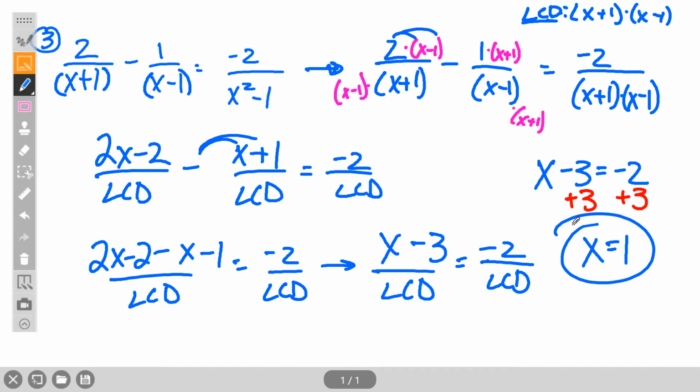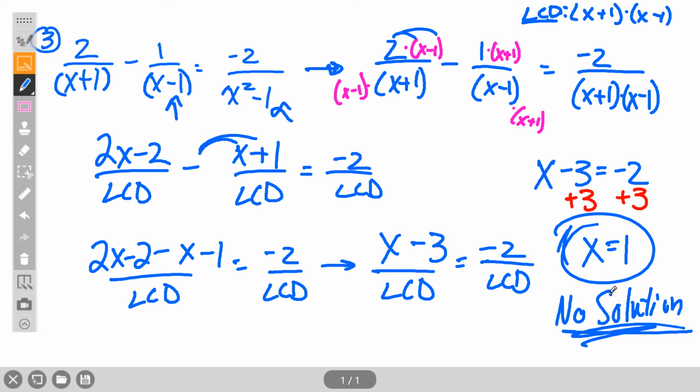However, there's a problem with this, because this solution causes this fraction to be undefined. It also causes this one to be undefined. So we actually have no solution, because the solution that we did find doesn't even work. So this one, no solution.